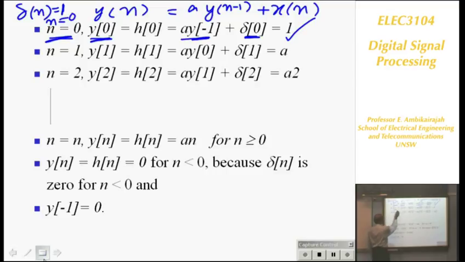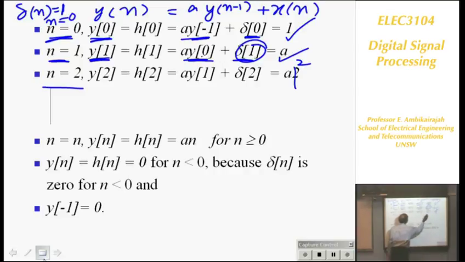Then n equal to 1, you substitute. Your y1 equals a y0 plus delta 1. This will be 0, but this is already 1, so it's a. Then you do the next one. This is wrong, this is a squared, right? Because y1 is equal to a, and a multiplied, this is 0, a squared, and so on. If you keep going, you will end up with an equation where yn is equal to a to the n. The notes are correct, it's just a typo here.